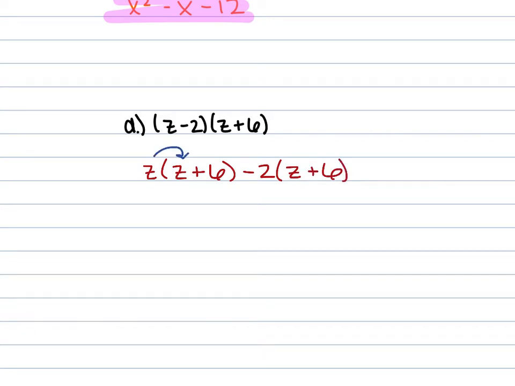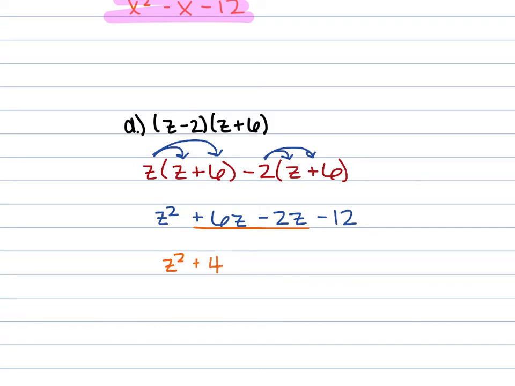So z times z is z squared. Z times 6 is 6z. Negative 2 times z is negative 2z. And negative 2 times 6 is negative 12. Our like terms are the 6z and the negative 2z. So we have z squared plus 4z minus 12.